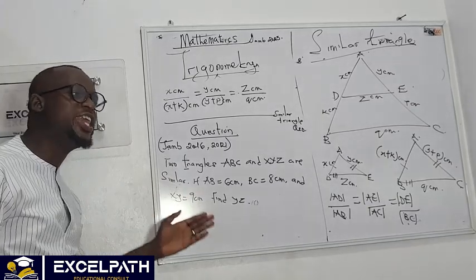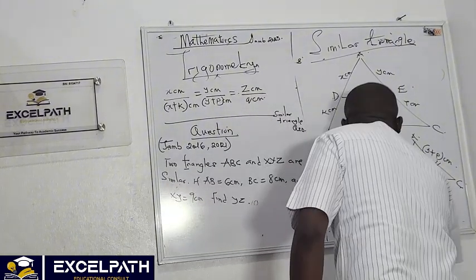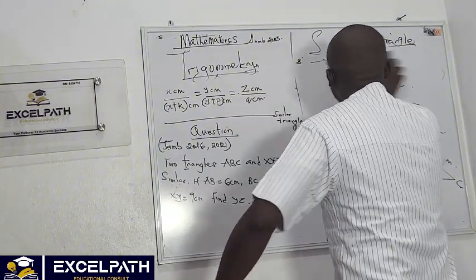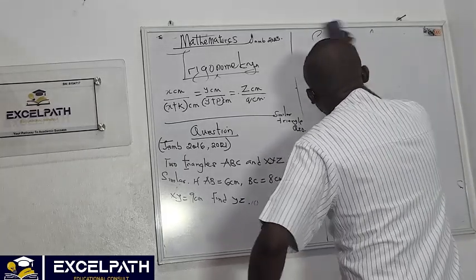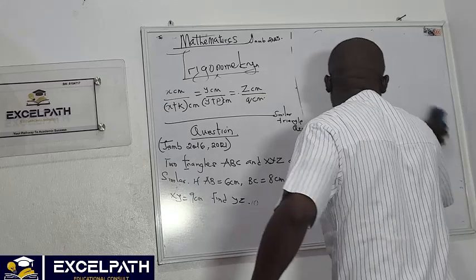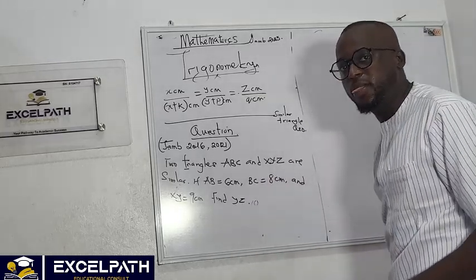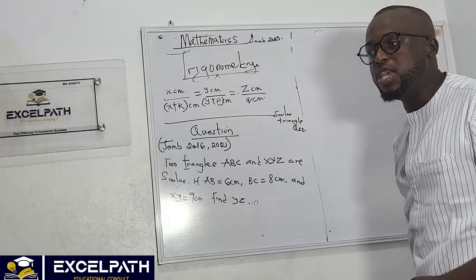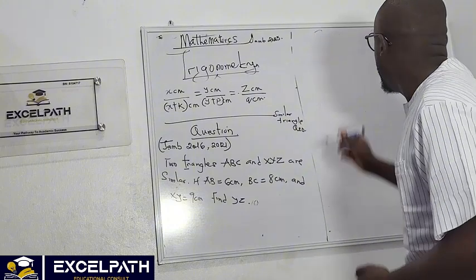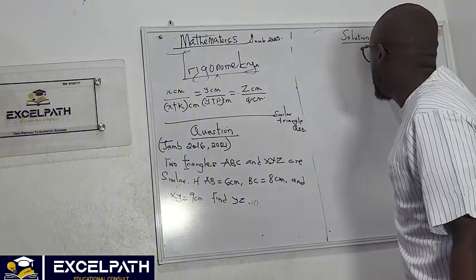You find YZ. You don't have much time in JAMB. You are expected to spend not more than 1 minute on a JAMB question. So if you are solving mathematics in JAMB, you are on your own. In this class, I'll take my time to solve the solution.